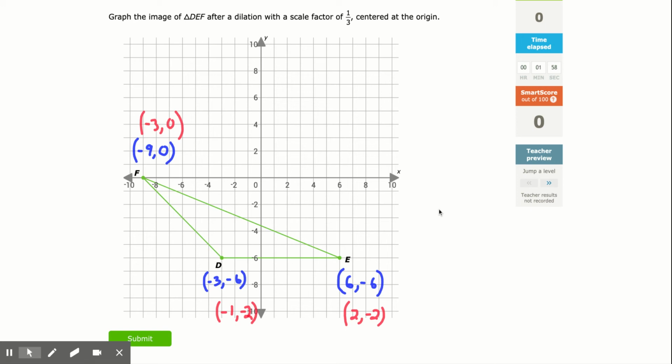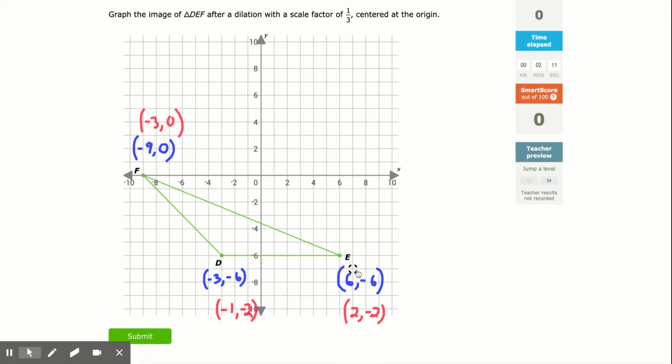In this lesson, we're going to do simple dilations. Dilations are either an increase, an enlargement, or a decrease, a reduction in size, and it's going to be about the origin, which just basically means this. This point right here, point E, has an x value of 6, y value of negative 6. It wants us to do a scale factor of 1/3.